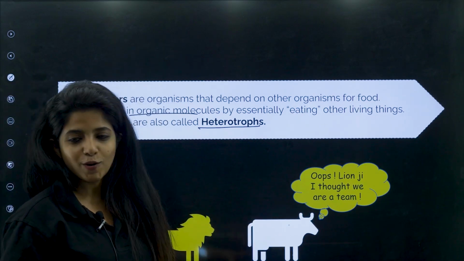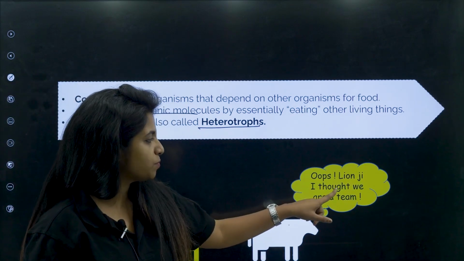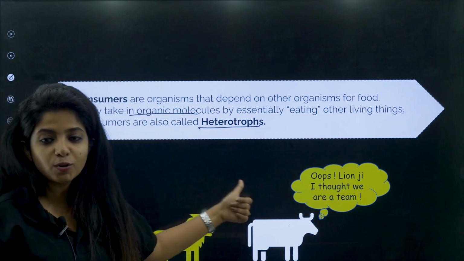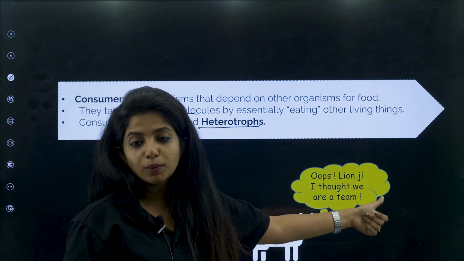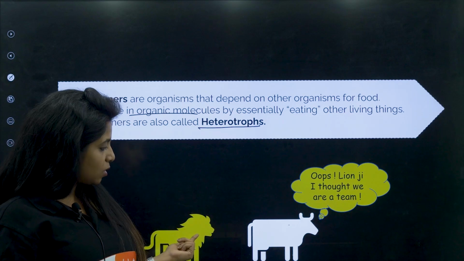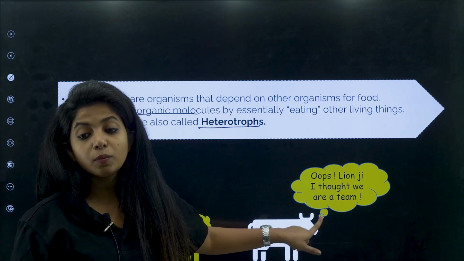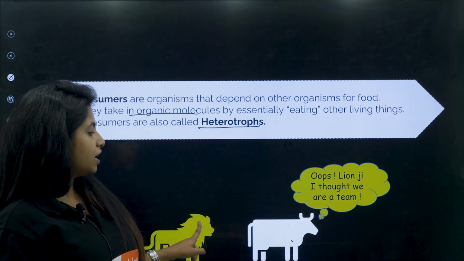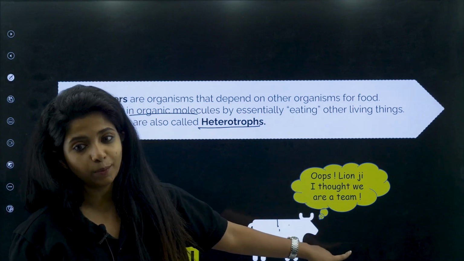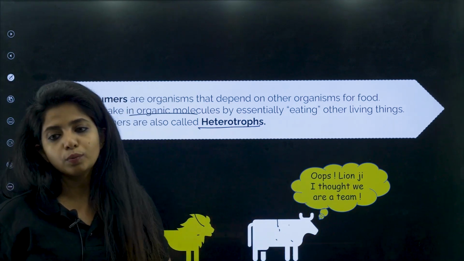So over here you see cow. Cow is a consumer. So it's saying, oops, lion, I thought we are a team. Basically, lion is also going to eat this guy. This guy is going to eat what? The producer. So anyways, this is also consumer, this is also consumer. This consumer is directly eating the plant, and this consumer is going to eat some organism that is going to eat the plant. You get it?